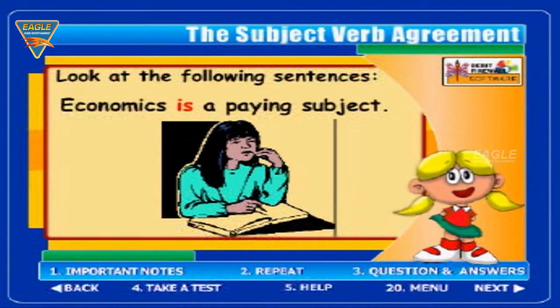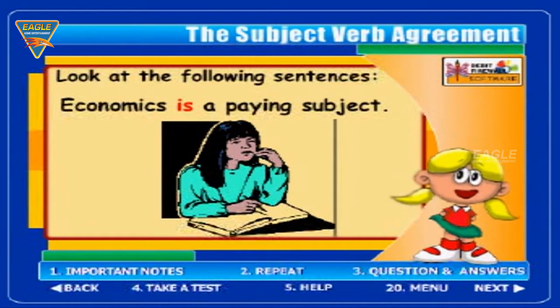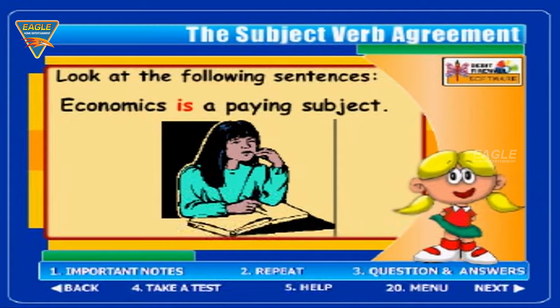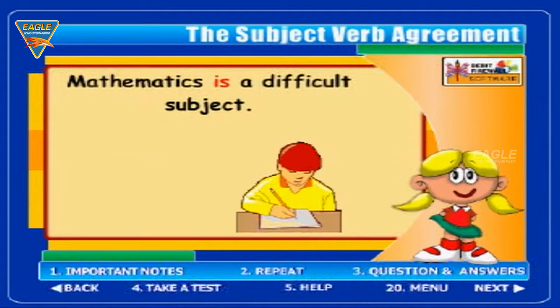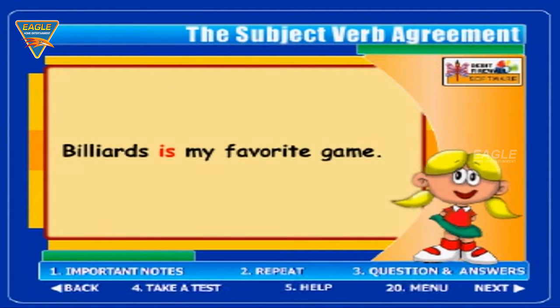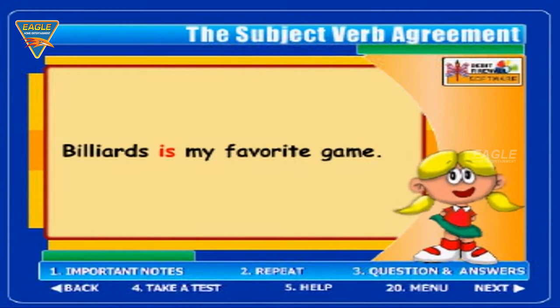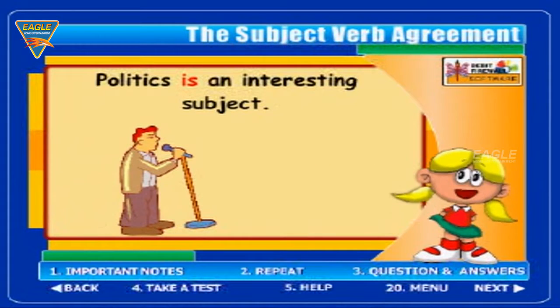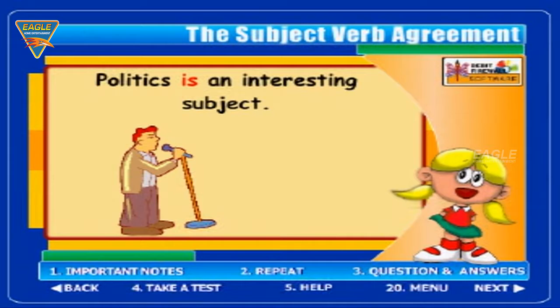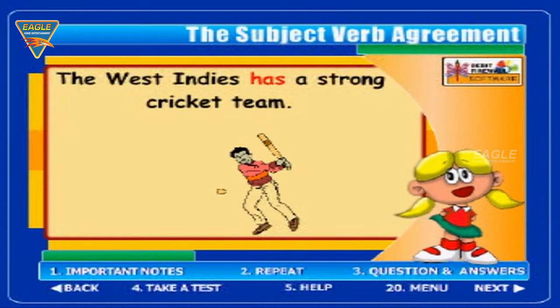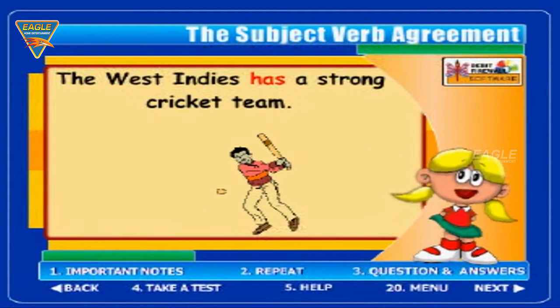Look at the following sentences. Economics is a paying subject. The wages of sin is death. Mathematics is a difficult subject. Billiards is my favorite game. Politics is an interesting subject. The West Indies has a strong cricket team.